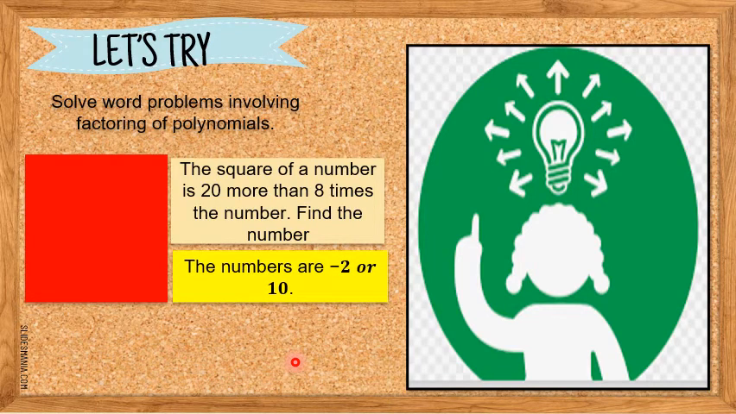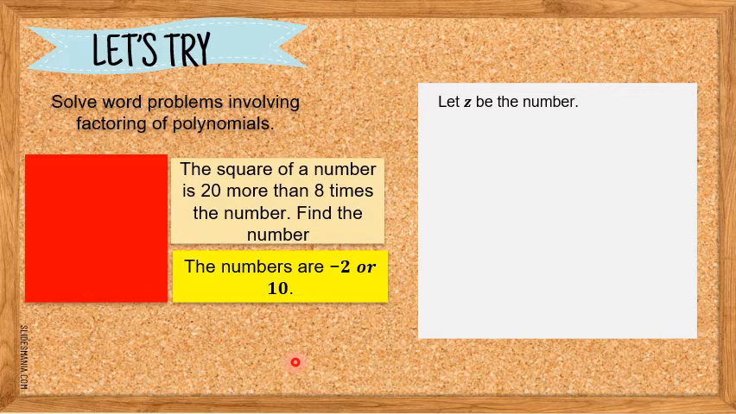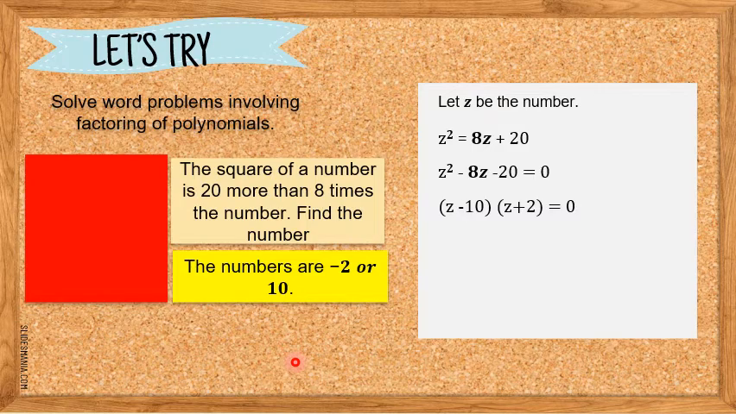Alright, so this is the answer. The numbers are negative 2 or 10. Let's check. Let z be the number. So we're going to do step 1 first. Then for step 2, let's write this in mathematical equations. z squared equals 8z plus 20. And then the zero product property, we're going to write it and then apply the factoring of polynomials. And then after that, the zero product property of equality. And then let's use this one. Use the addition property of equality from this, and this is the subtraction property of equality. So we have the answer that is z equals 10 and z equals negative 2.